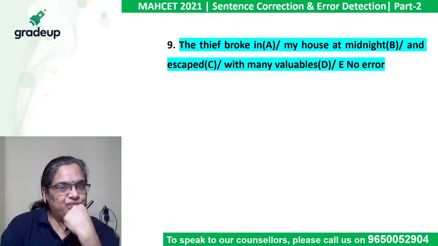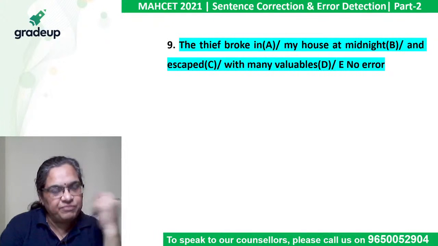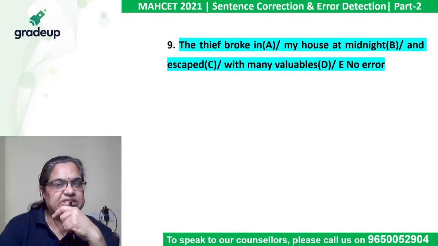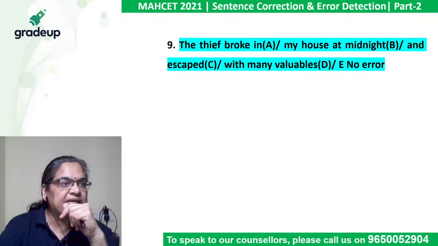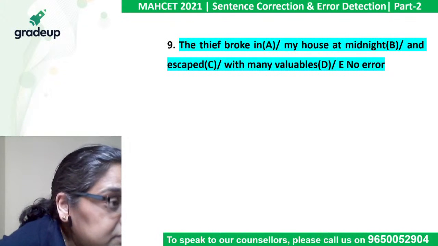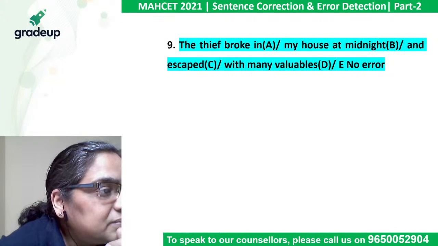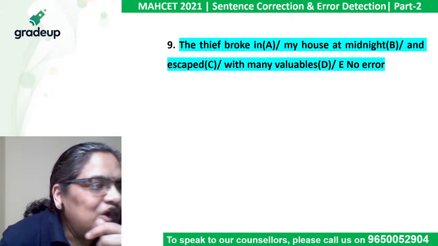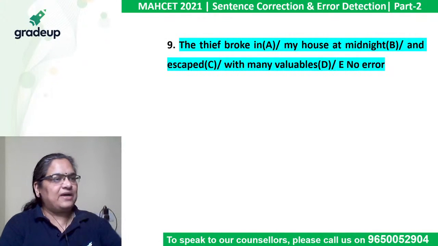The thief broke in. The thief broke in is A. My home at midnight is B. And escaped is C. With many valuables is D. Lots of A's. What's the answer? How would you correct it?